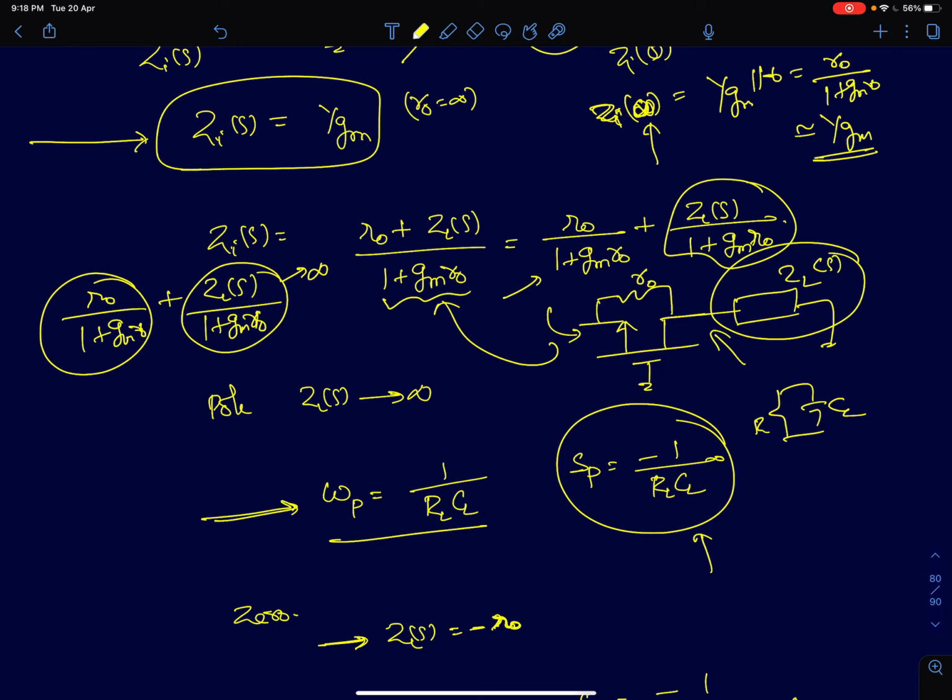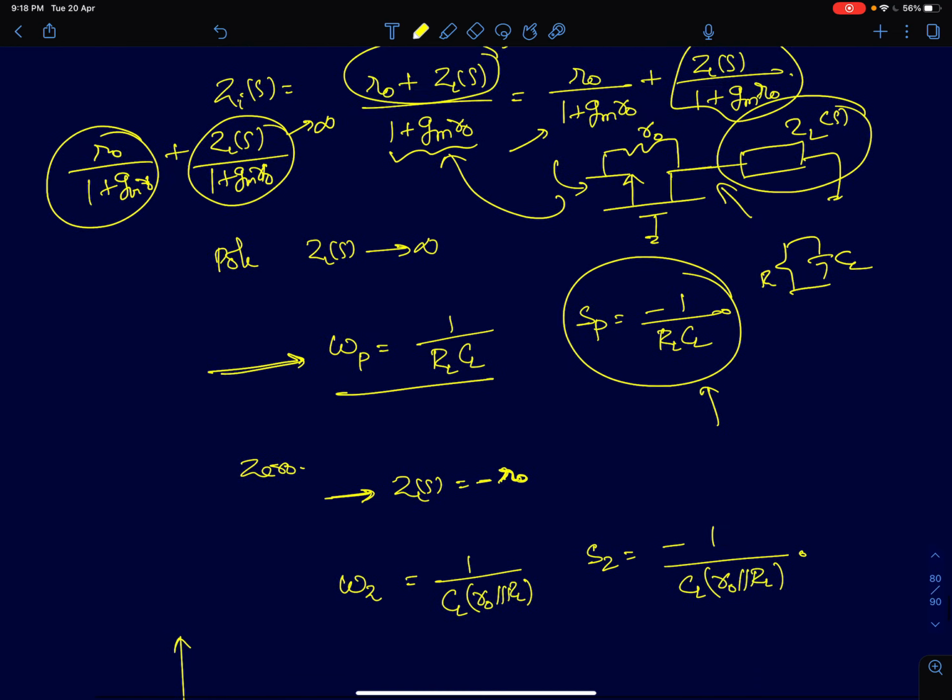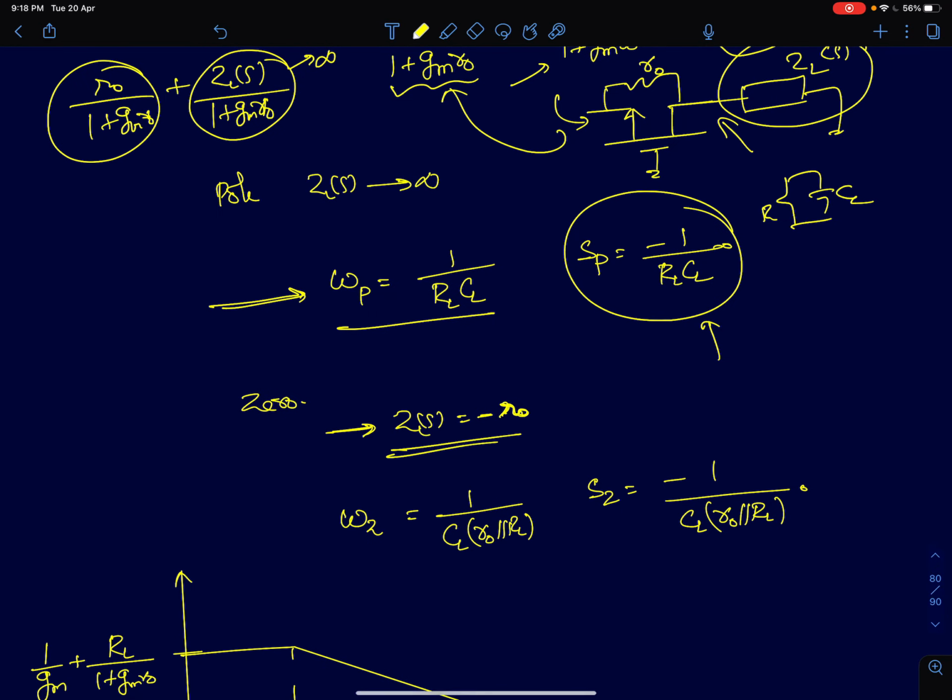Now to find the zero, I'll just equate the numerator to 0. So if ZL of S becomes equal to minus R naught, I get the condition for the zero. Solving that, ZL of S equal to minus R naught, I'll get the zero location as minus of 1 by CL into R naught parallel RL.